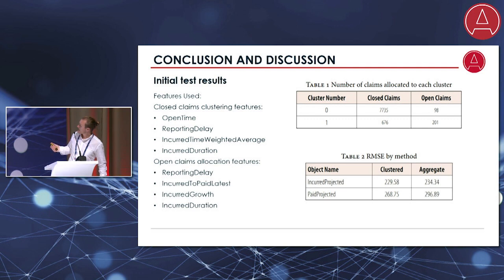This is comparing incurred chain ladder and auto chain ladder on the aggregate class versus the clustered. You can see in this case the clustering was able to optimize both the paid and the incurred projection without manual intervention. So the framework has potential. However, this class of business is traditionally a homogeneous, quite stable class. The next step is to test this on a long tail class, something which is expected to be much less homogeneous.